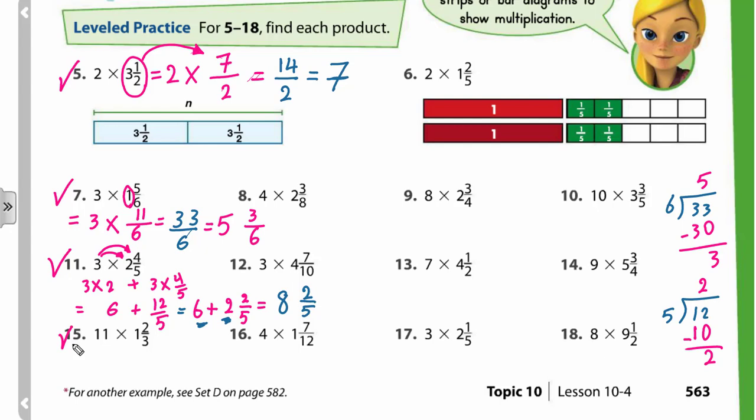No, Mister. Because now it's question 15, right? Yes, and use the distribution. Multiply 11 by 1 and multiply 11 by 2/3. Go ahead.